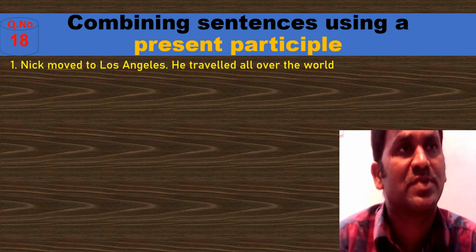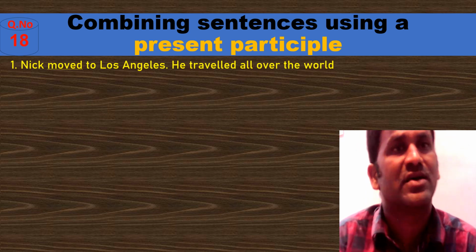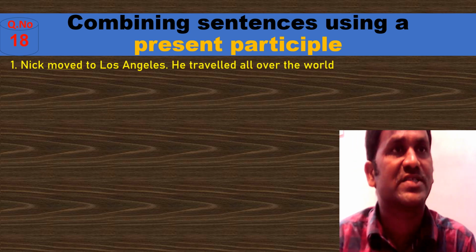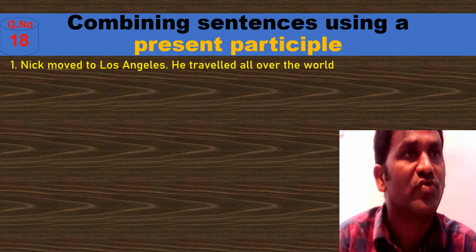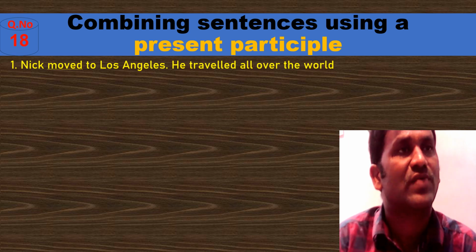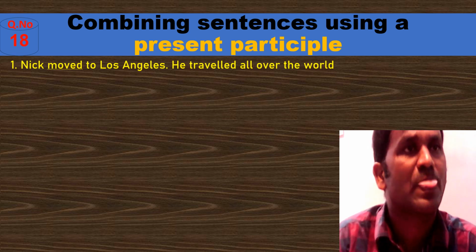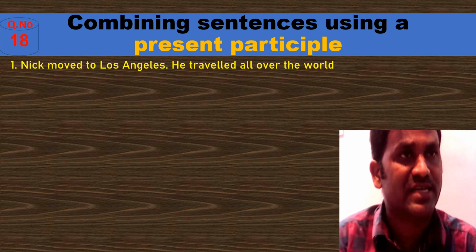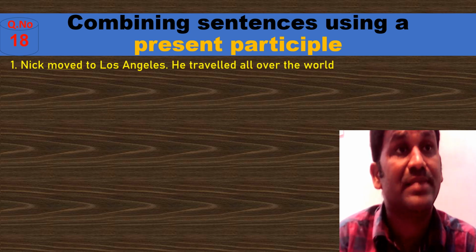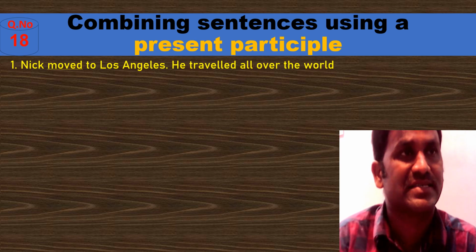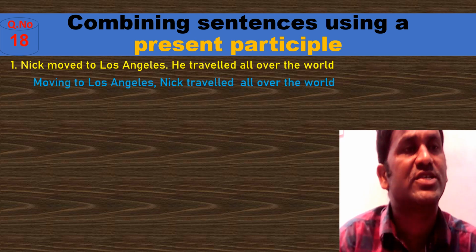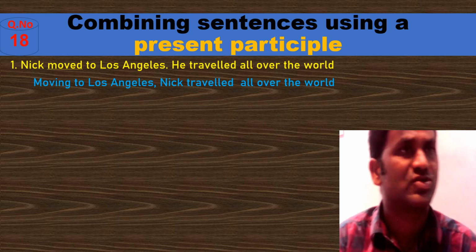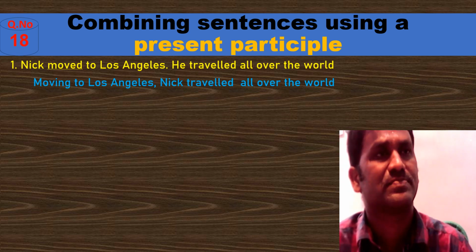What is present participle? We know it. That is verb, ing form of the verb. So what is the verb in the first sentence? Moved. Underlined word, moved. So what is the ing form of the word moved? Moving. So what happens now? Moving to Los Angeles, he traveled. He means here Nick. Let us see. Moving to Los Angeles, Nick traveled all over the world. That's over. It's very easy.